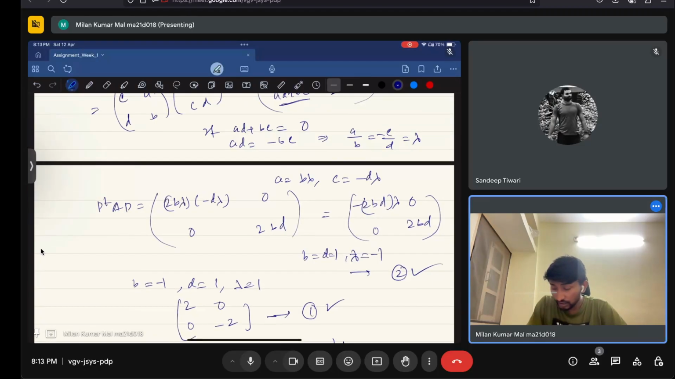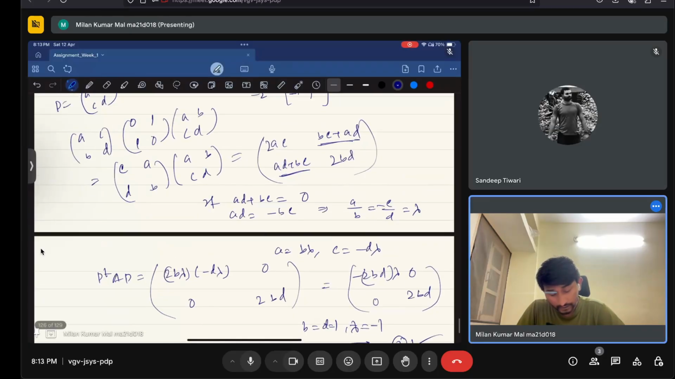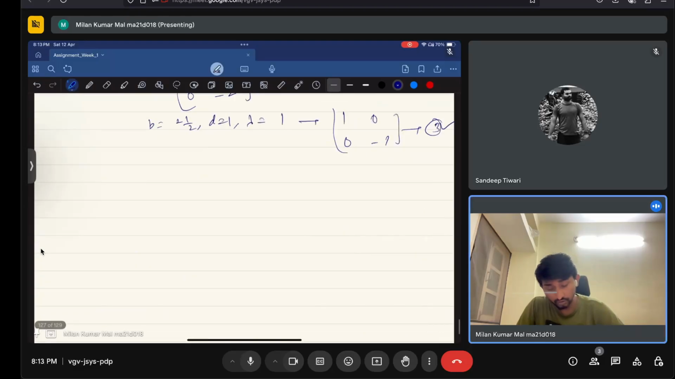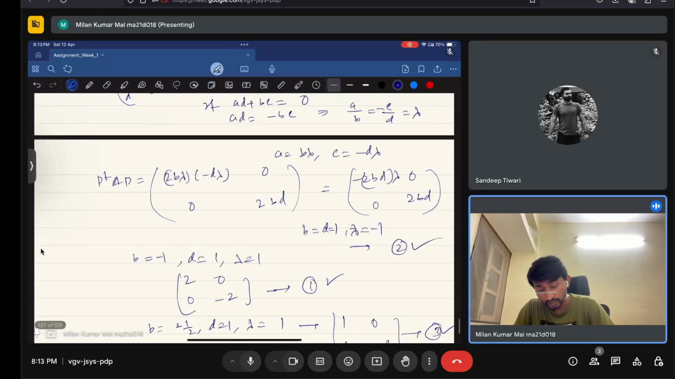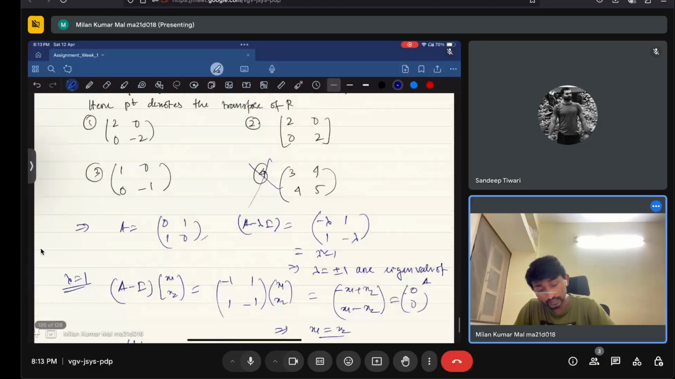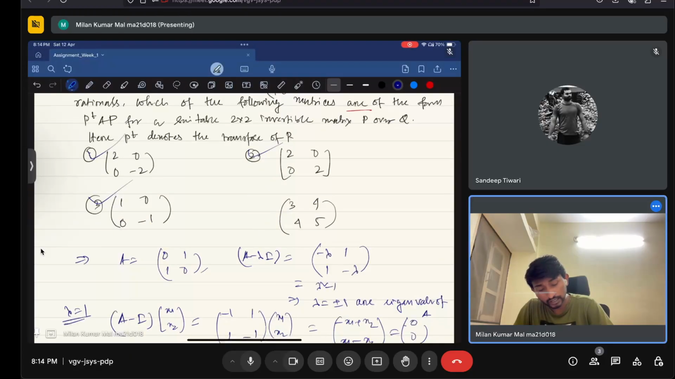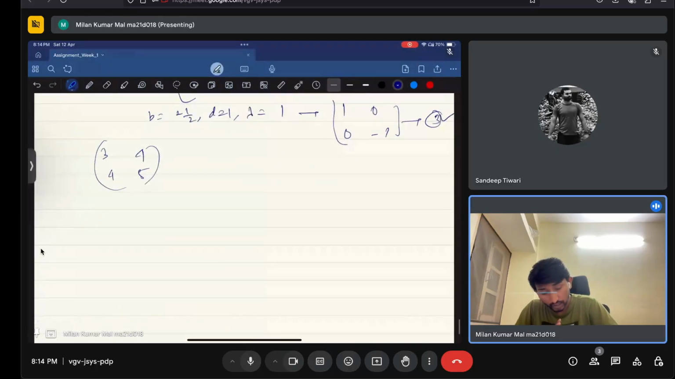C is correct. Now what about the fourth one? Is the fourth one correct or not? That is 3445. Whether the matrix is 3445, whether this one is correct or not? Obviously, these three options are correct. At least right now, we don't know whether this one is correct or not. 3445. So what do we get then?